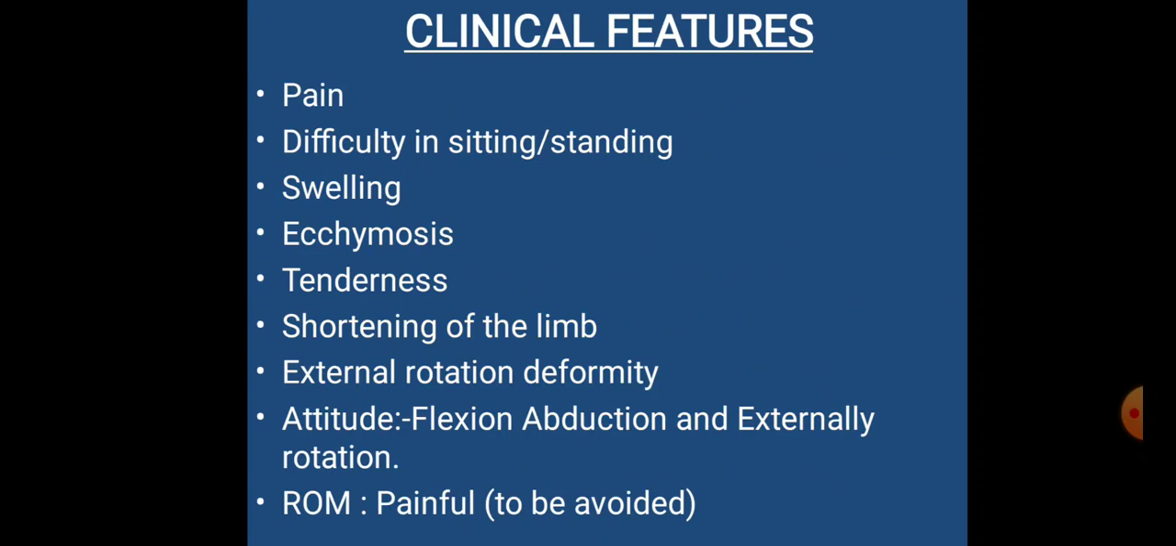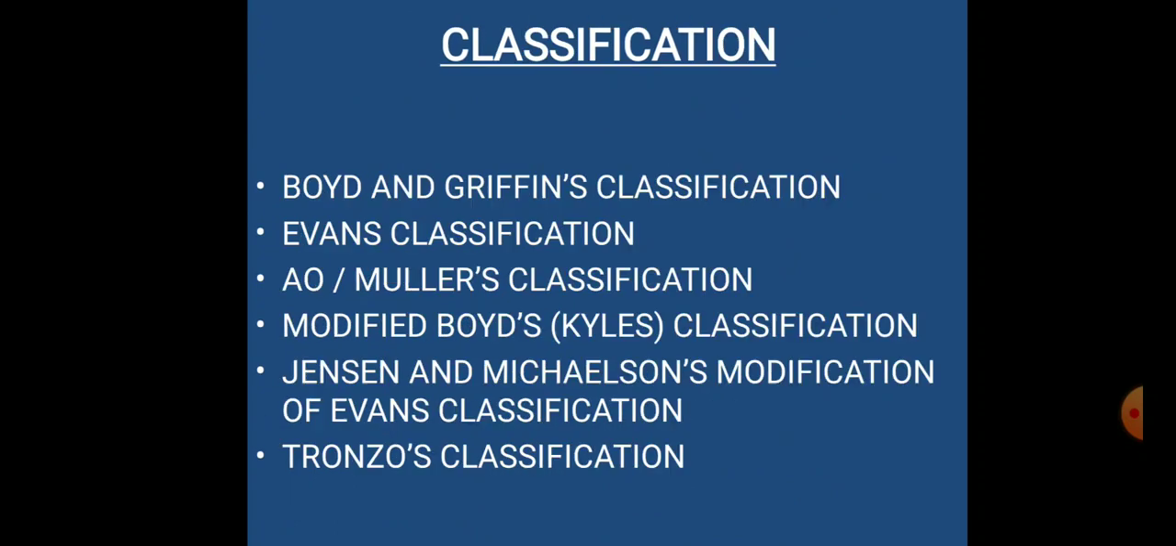When you see the attitude of the limb when he comes to hospital, there will be an attitude of flexion, abduction and external rotation, that is FABER. And when you try to move his limb, it will be painful. Most of the time you should avoid doing the movements.